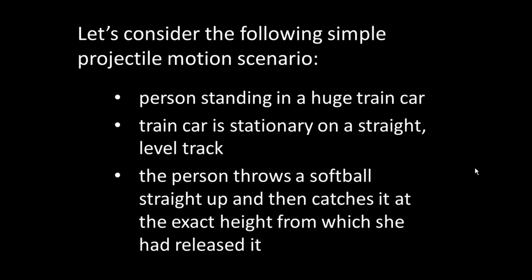In order to learn how to break these problems down, we're going to first consider a simple projectile motion scenario. Very simple. A person standing in a huge train car. The train car is stationary on a straight level track. The person throws a softball straight up inside the train car and then catches it at exactly the height from which she had released it.